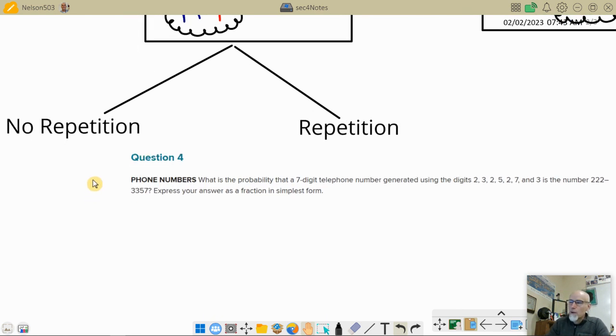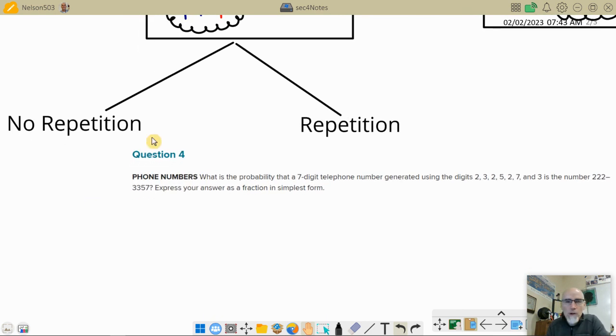So remember what I said up at the top. We're just trying to figure out the denominator right now. We know there's only one way to get this number. That's our favorable. So let me just reemphasize that. Our numerator is a 1. Our denominator, our total possible ways, is really what we're trying to figure out.